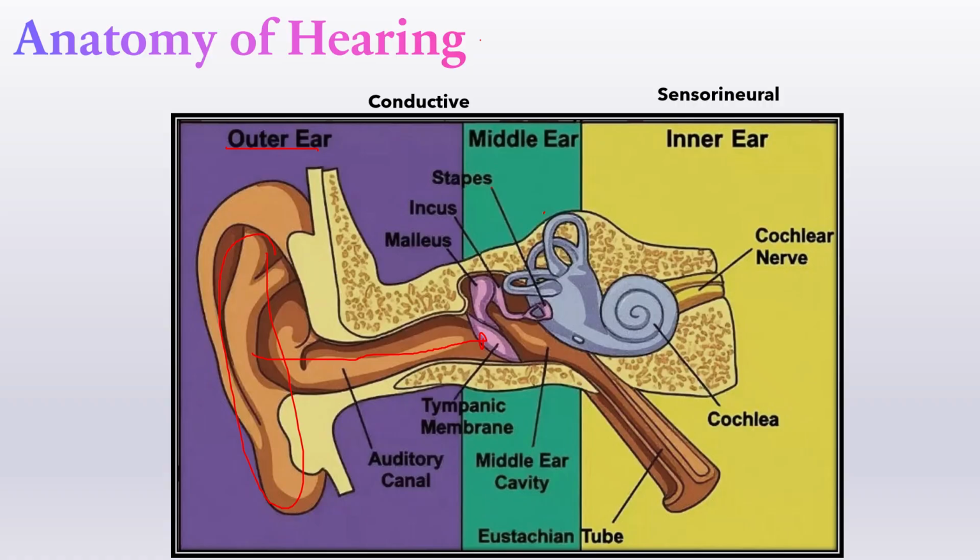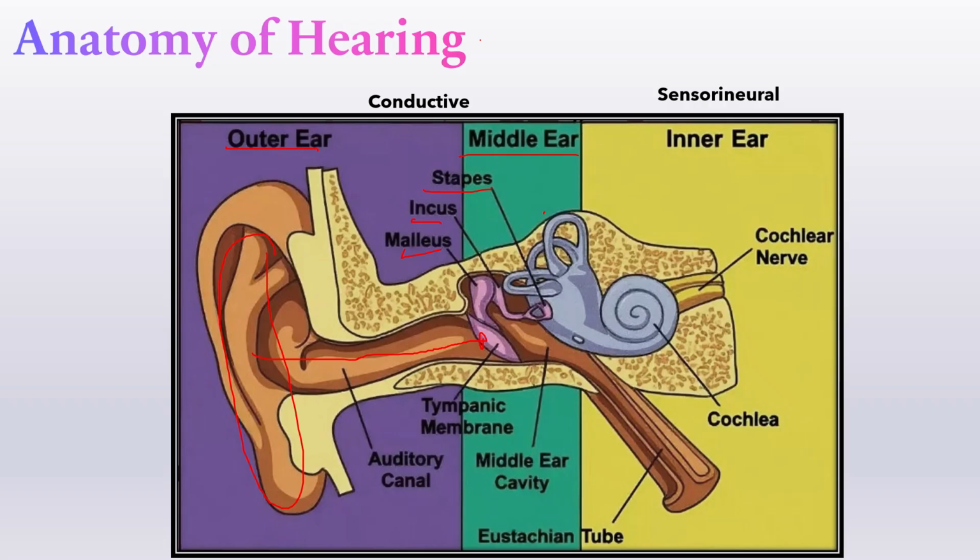Now the second leg of the race involves the middle ear, which is made up of the malleus, the incus, and the stapes, the three auditory ossicles. These three auditory ossicles pick up the vibrations from the tympanic membrane and amplify them, making them louder. That's the second leg of the race. Then on we go to the third leg.